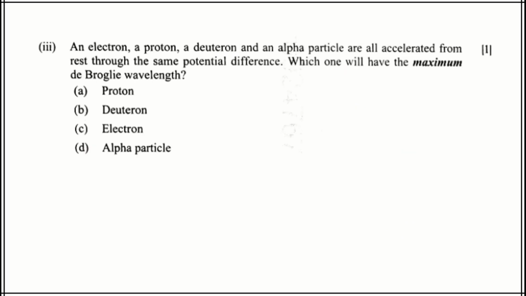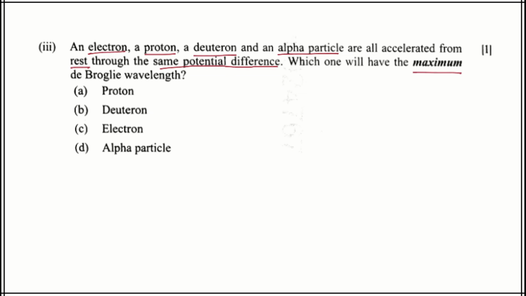Next question. Question number 3. An electron, a proton, a deuteron and an alpha particle are all accelerated from rest through the same potential difference. Which one will have the maximum de Broglie wavelength? So we need to find out the maximum de Broglie wavelength. Options are option A proton, option B deuteron, option C electron, option D alpha particle.